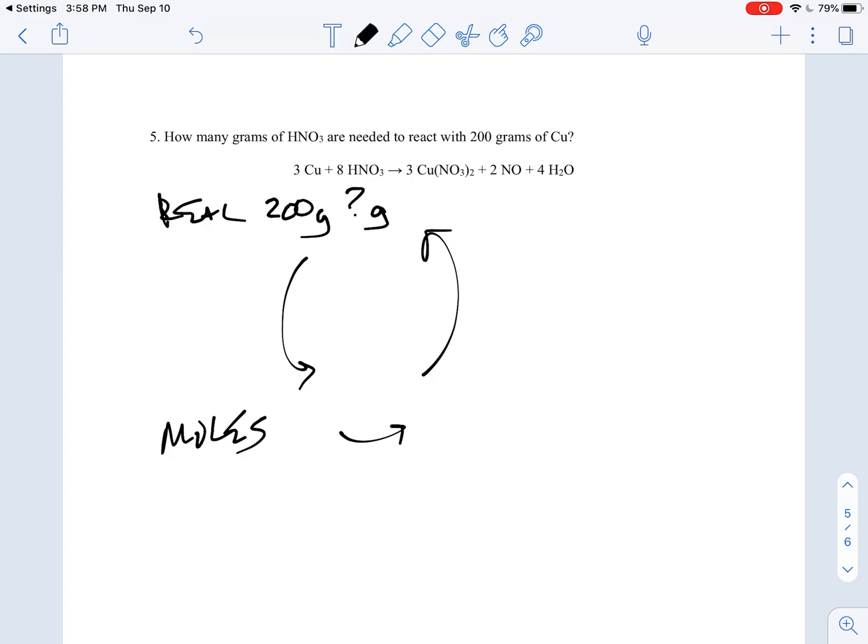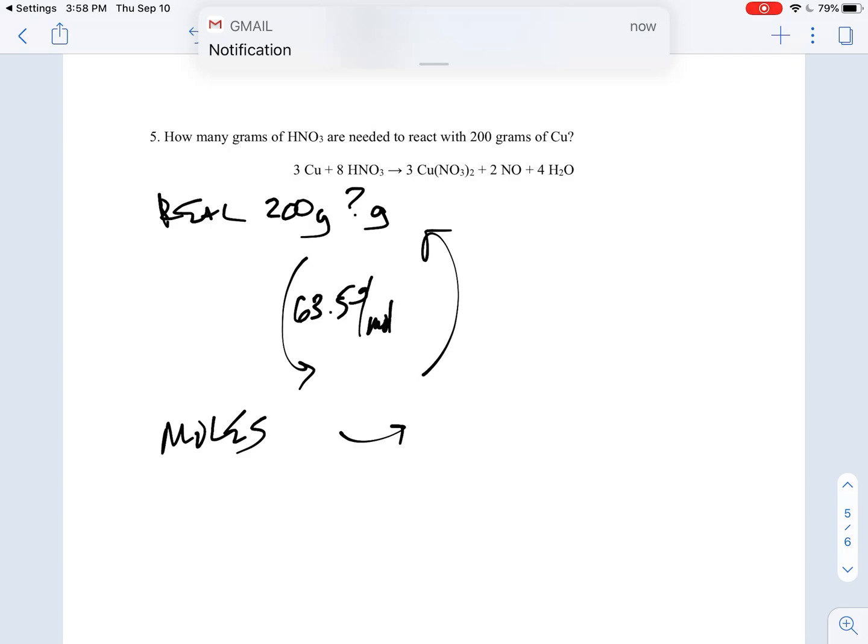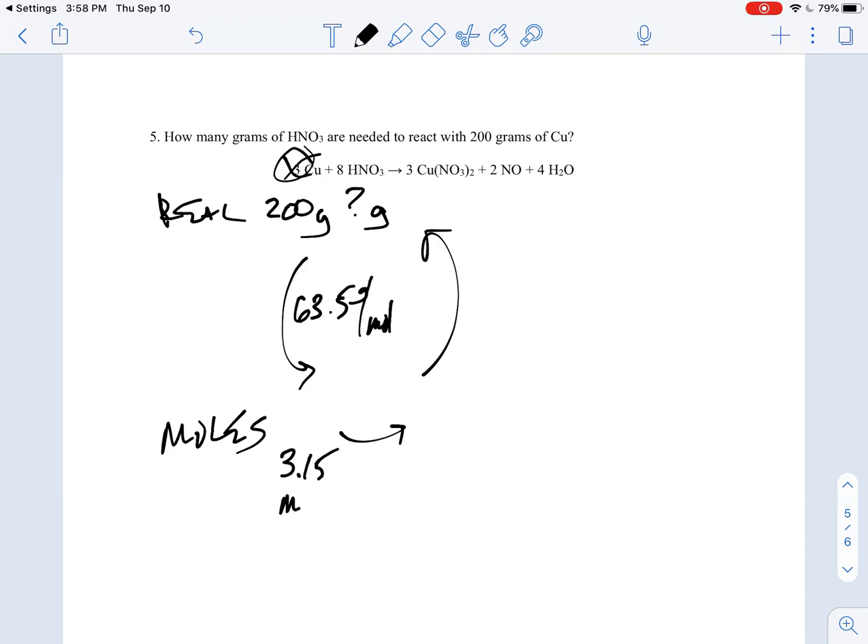So how do you go from grams to the chemistry unit of moles? Well, you got to look up copper, and copper is 63.5 grams per mole. Again, this 3 we're going to ignore right now. We're just going to look it up on the periodic table. Copper is 63.5, without that 3. We're going to take the 3 into account later. So this is going to be 3.15 moles that you actually have there.